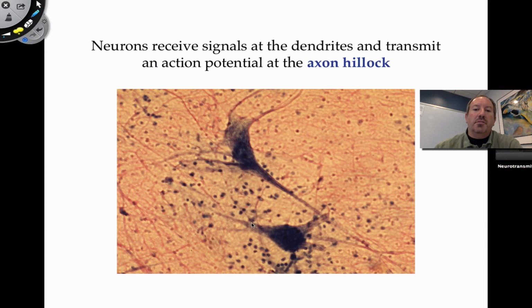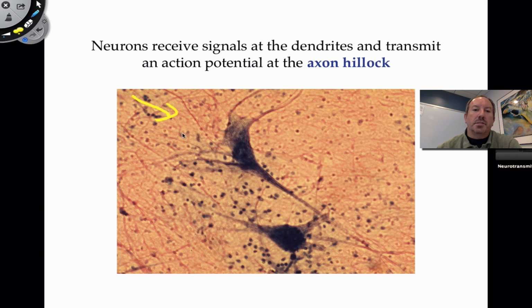And so again, this is a cool picture under the light microscope showing a typical neuron. Here's the cell body. Here are the dendrites that are extending out right here. And then this is a good picture of the axon hillock. You can see it right there. It's sort of this connection area between the cell body and the axon. There's two neurons here.